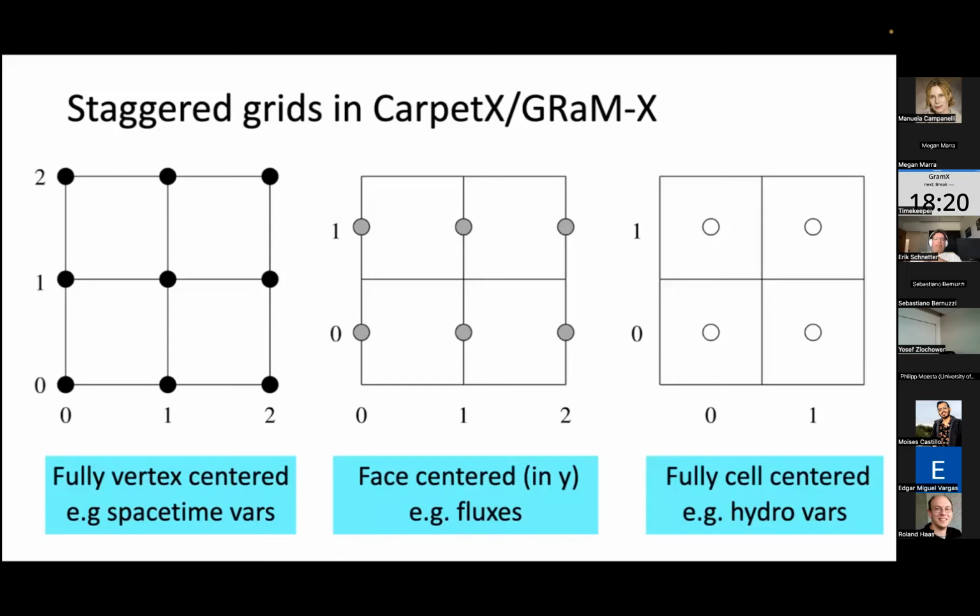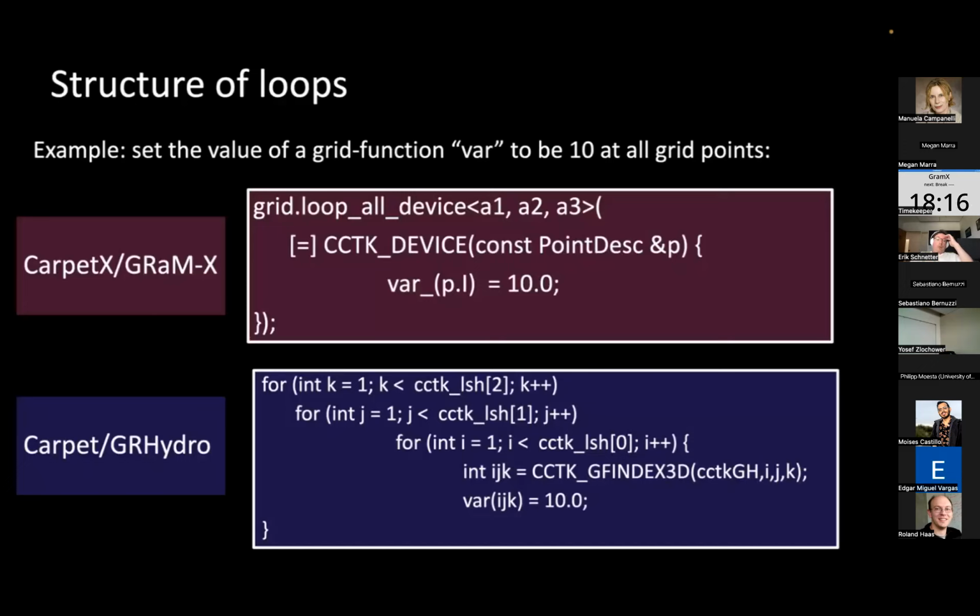To give you an example of how actual application code looks different in GRaMX versus GRHydro, you see the example of a very simple setting of a grid function variable to 10 at all grid points. You see that at the top done in CarpetX, GRaMX, and at the bottom an old example from GRHydro and Carpet.